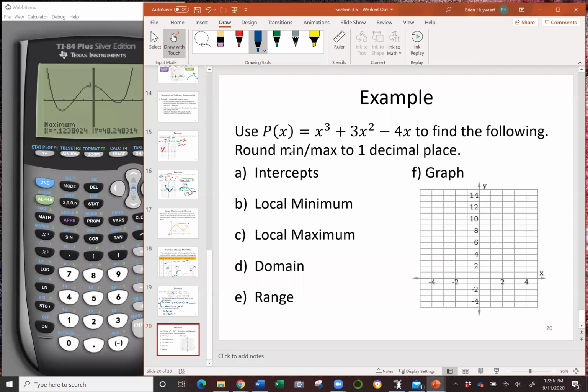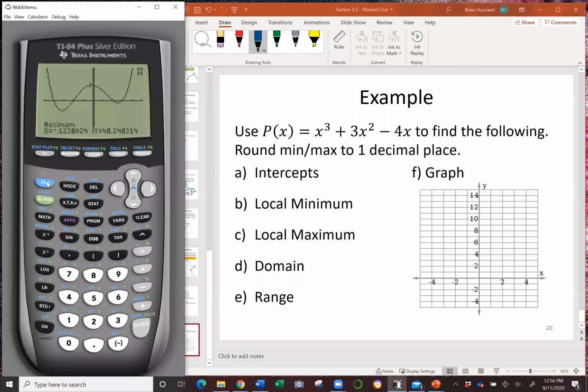Okay, and finally, let's look at this function p of x here. We're going to find a bunch of different aspects of this. So let's take a moment here and pop it into our calculator. So we've got x cubed. Again, you can use that caret, but just make sure you hit the right arrow so you're not in the exponent anymore. Plus 3x squared minus 4x.